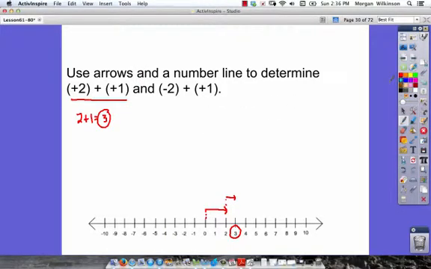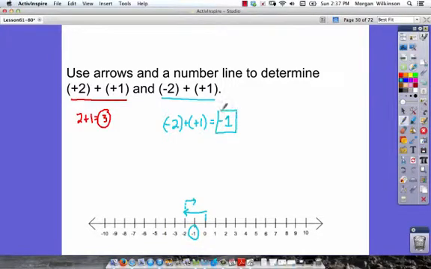Now our next one. Let's go ahead and use blue. We've got negative 2 plus positive 1. So I'm going to erase. Pause the video now if you need more time. We have negative 2 first, so we're starting at 0 because that's our origin. And since we have negative 2, we go backwards 2. Then we have positive 1, so we go forward 1 to the right, and you can see where we end up at our answer. We've got negative 1. So negative 2 plus positive 1 is going to be equal to negative 1. Using those arrows in a number line helps us to see that.